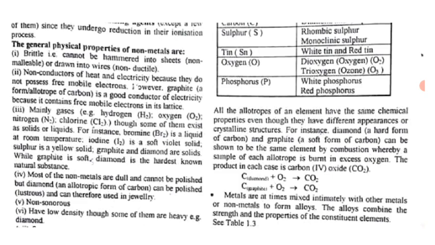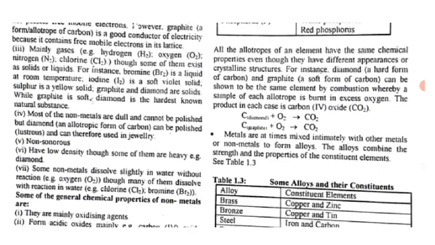While graphite is soft, diamond is the hardest known natural substance. Take note: diamond, the hardest known natural substance. Number 4: most of the non-metals are dull and cannot be polished, but diamond, an allotropic form of carbon, can be polished. That is, it is lustrous, it can be made to shine, and can therefore be used in jewelry. It's even very, very expensive.